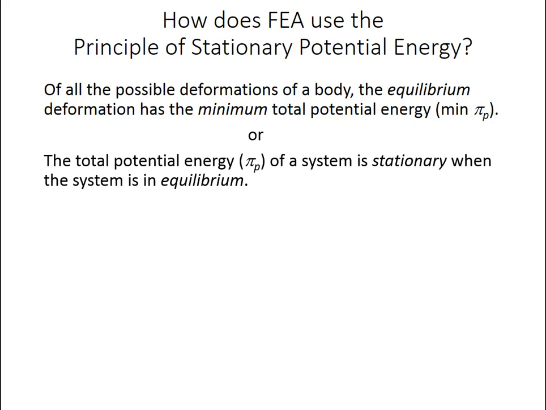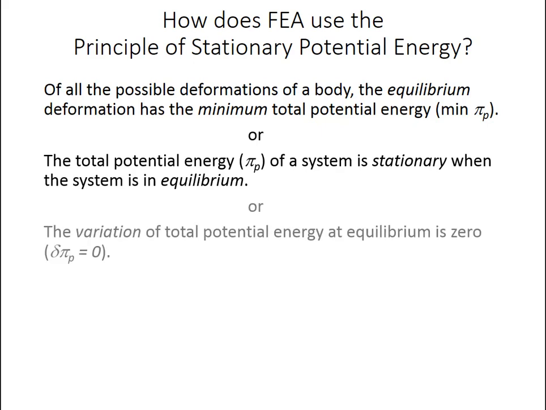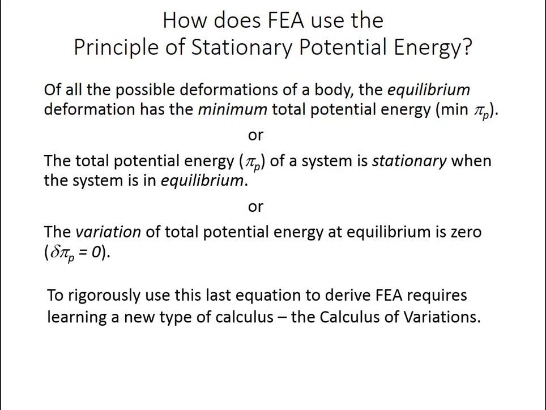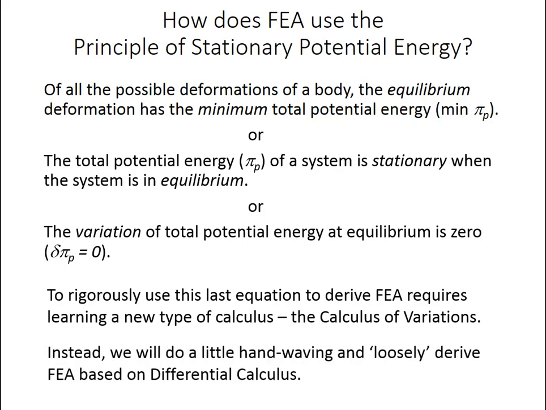I could restate that again as the total potential energy of a system is stationary or minimum when the system is in equilibrium. Or another statement of that using variational calculus is that the variation of total potential energy at equilibrium is 0. So again, we'd need to fully understand variational calculus in order to be able to use that expression, but we can get close to that using differential calculus and a little bit of hand waving. So that's what we're going to do through the rest of this video. Actually, just one slide worth is where I'm going to do my hand waving. Otherwise, you'll see it flows very nicely from the calculus of differentials that we're more familiar with.